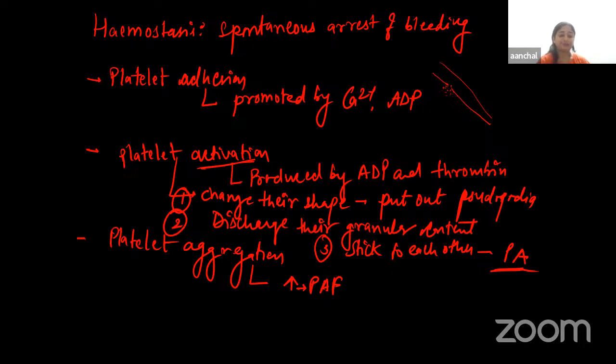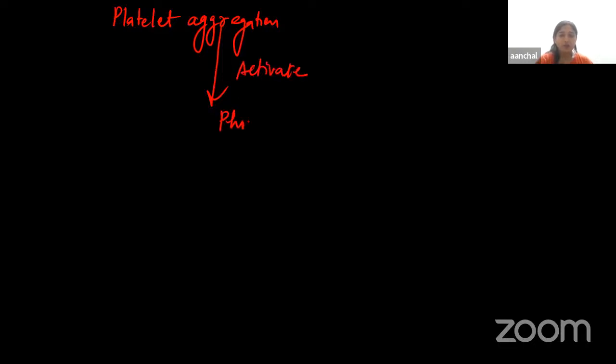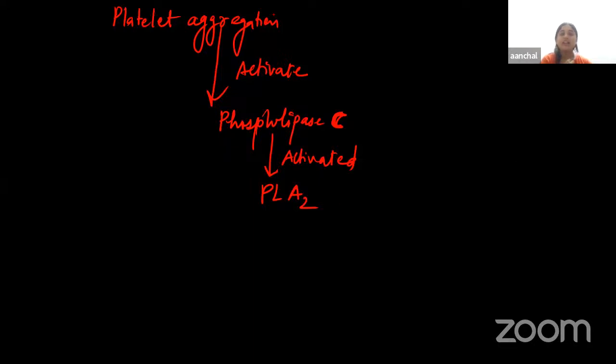Right, now what will happen whenever there is platelet aggregation? This platelet aggregation is going to activate phospholipase C, right? This is a phospholipid enzyme which is present in the membrane of the platelet. So this aggregation is going to activate phospholipase C, which in turn is going to activate phospholipase A2. And this is going to release a very important substance, which is known as arachidonic acid.